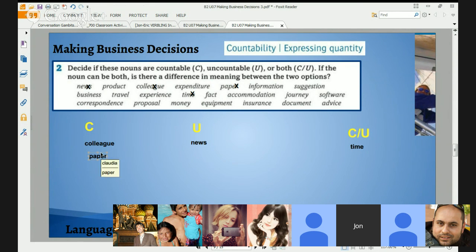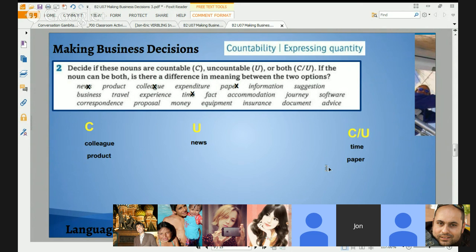Okay. But guess what? Let's take your paper and move it over here, because paper can have two meanings. We're going to put product under countable, but paper, we could say, give me that one piece of paper, and that's uncountable. Because if I'm talking about paper to write on, it's a mass noun. But if I say, I read the paper today, I'm talking about the newspaper, it's countable. So there we've got one for both.